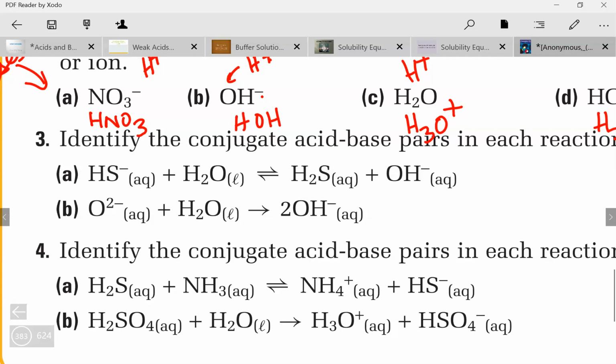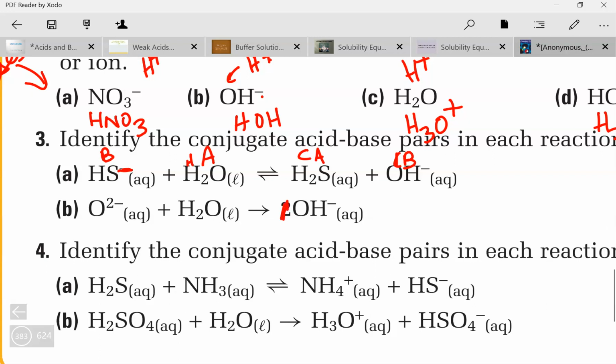So we see here that the HS is becoming an H2S. So this S minus over here, this negative charge, is accepting the proton. So if it's accepting a proton, it's acting as a base. And we'll see that because the negative is becoming a 0, right? So it has accepted a positive charge from the proton. So this is the base in conjugate acid. Therefore, in this case, water is acting as an acid and OH minus is a conjugate base because water has given away that proton, one of its protons, to this HS minus for it to form H2S.